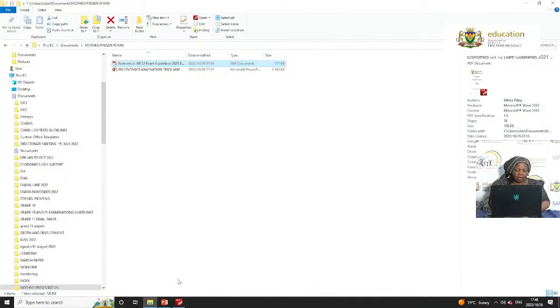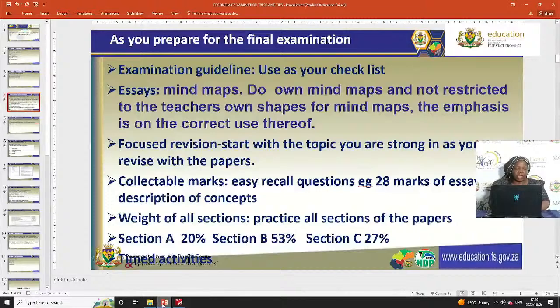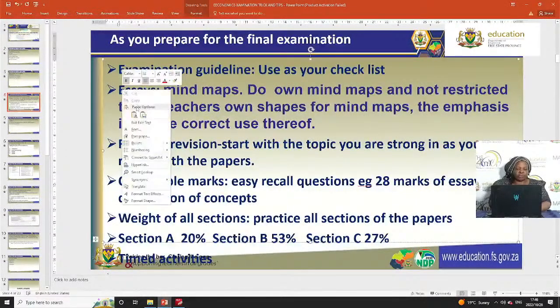We can then go back to our presentation and look at other aspects that you need to prepare as you use your examination guideline. And let us look at the next one, which is the essays. As you prepare your essays, remember you have your essays for macroeconomics and you have your essays for microeconomics.